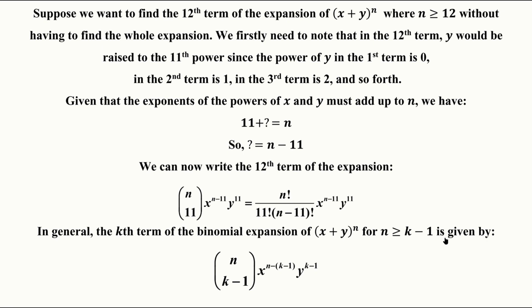Now, if we generalize, the kth term of the binomial expansion of x plus y to the n, for n greater than or equal to k minus 1, is going to be given by n choose k minus 1. Remember, for the 12th term we had 11, so that's 12 minus 1. So for the kth term, we have k minus 1, and then x to the power of n minus k minus 1, times y to the power of k minus 1. That's how you would find the kth term without actually having to find the whole expansion.